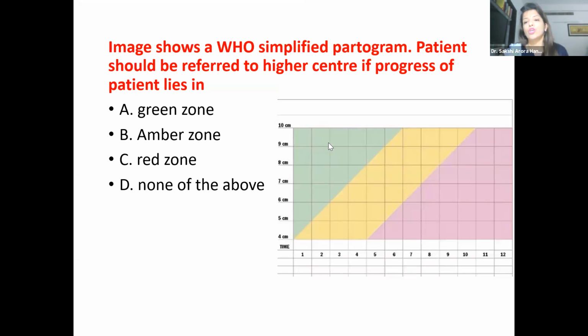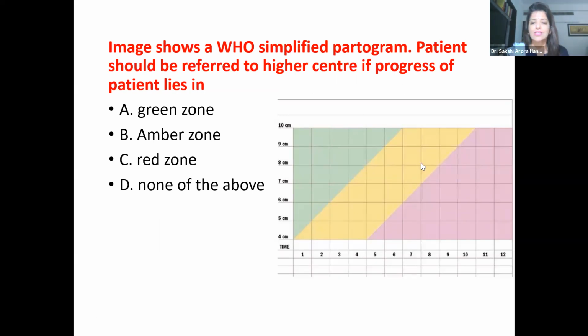Now, instead of giving you a normal partogram, they can give you a WHO simplified partogram, right? So this over here is an image of WHO simplified partogram. Patient should be referred to higher center if progress of the patient lies in option A, green zone, option B, amber zone, option C, red zone, option D, none of the above.